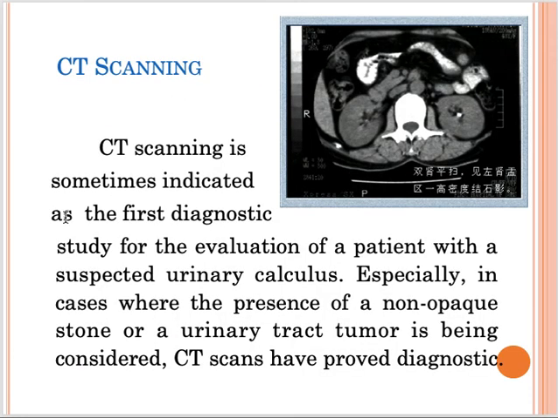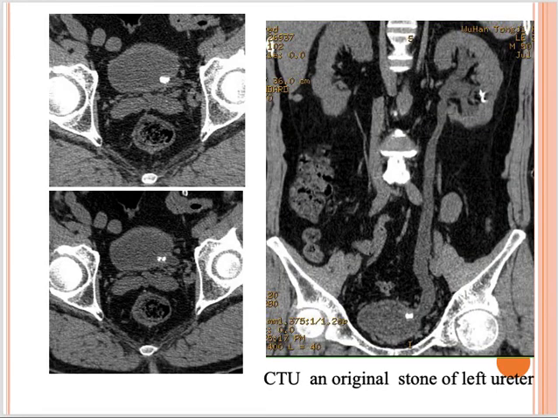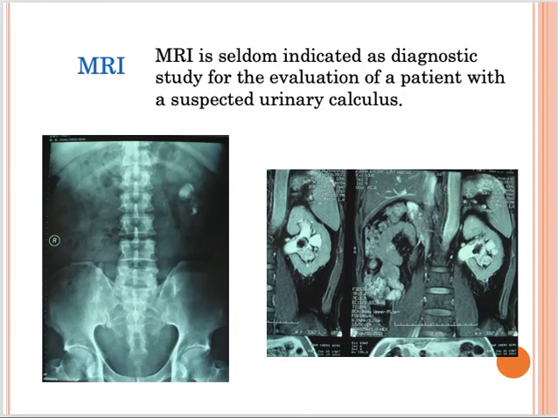Okay, so CT scanning will show us the stones, even the radiolucent stones. You can see over here, CT scanning, and of course MRI can be done. So all these investigations can be done in the patient, and all these will give us, of course, the information whether there are any stones or not, and if there are any stones, where they are located.